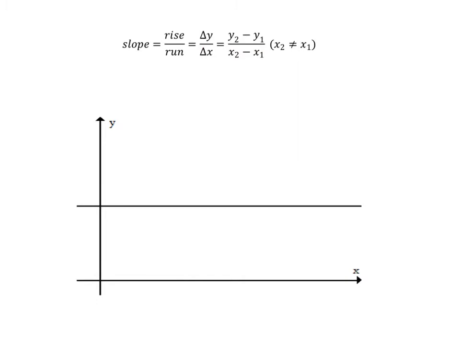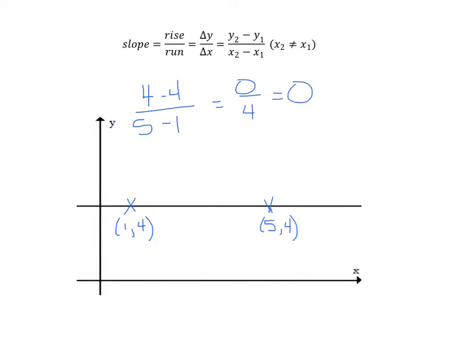If we're looking here at this horizontal line, let's say I give this coordinate 1, 4, and I give this one 5, 4. If I use this equation, change in y values, 4 minus 4 over 5 minus 1, horizontal lines have a slope of 0.